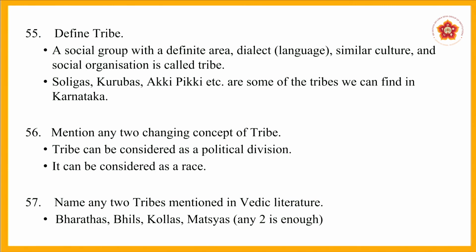Next question, mention any 2 changing concepts of tribe. So, here there are 4 points. Out of that you can take any 2. Tribe can be considered as a political division, it can be considered as a race. So, whatever you have to mention and just give one example. Next is name any 2 tribes mentioned in Vedic literature. So, you have many tribes again mentioned there, you mention any 2: Bharatas, Bhils, Kolas, Matsyas, etc.